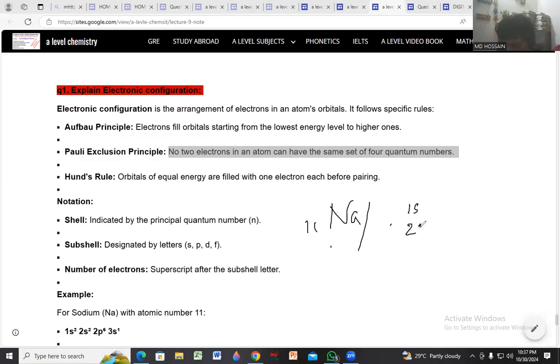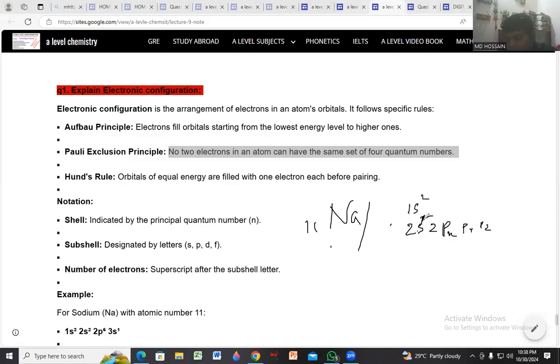When you go to 2s and 2p, you know that an s orbital contains two electrons, right? So the 2s orbital will be filled by two electrons. Then px, py, and pz. So we have used two, then nine electrons are left. So nine electrons will be distributed in this way: 2s2, and then 2px, 2py, and 2pz.